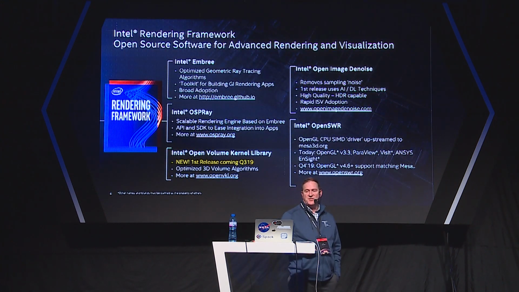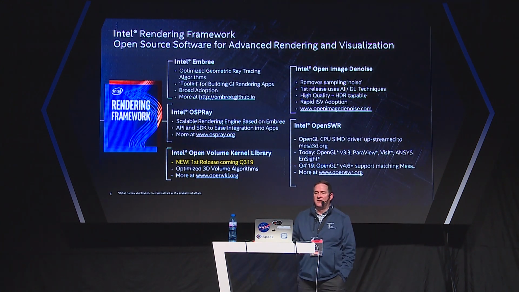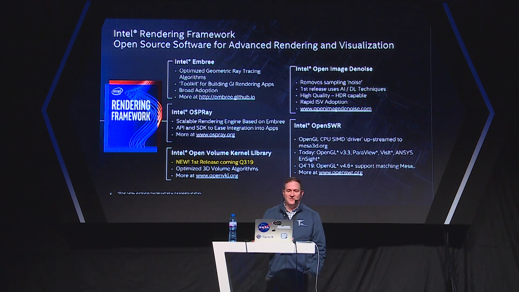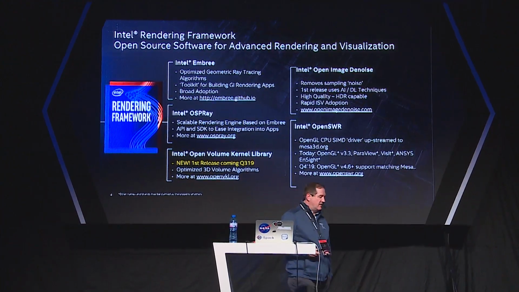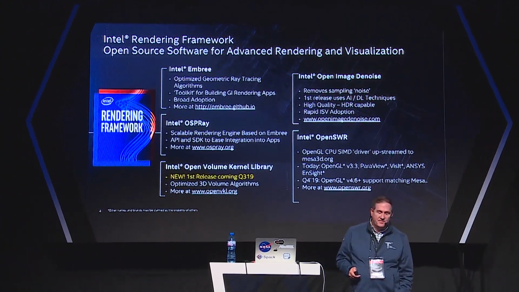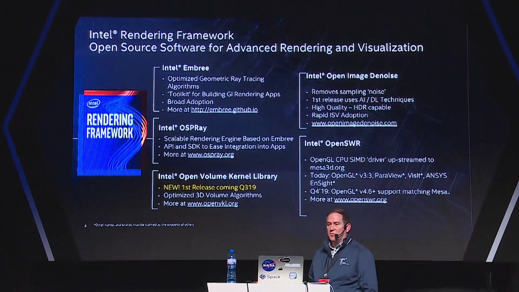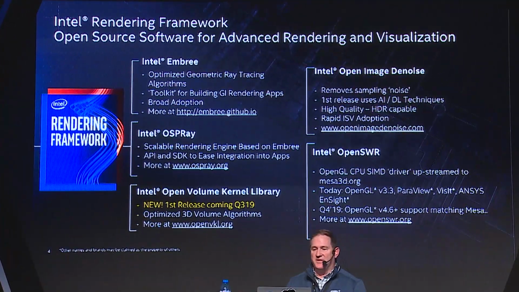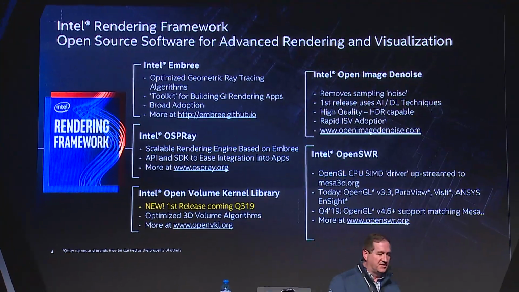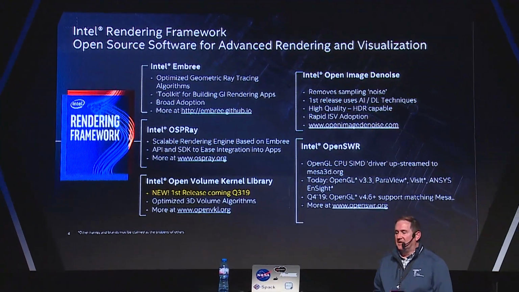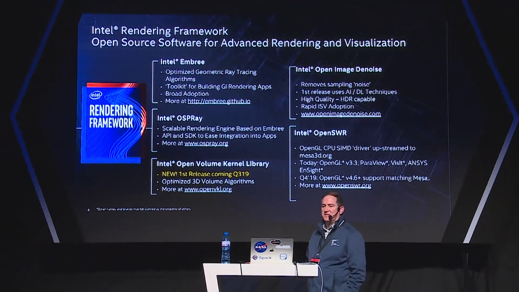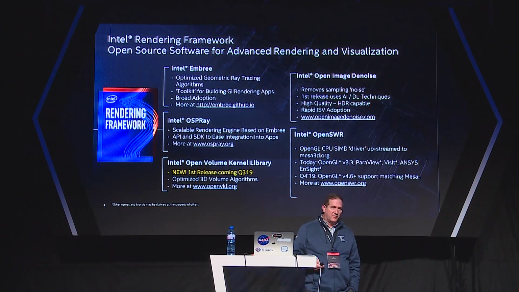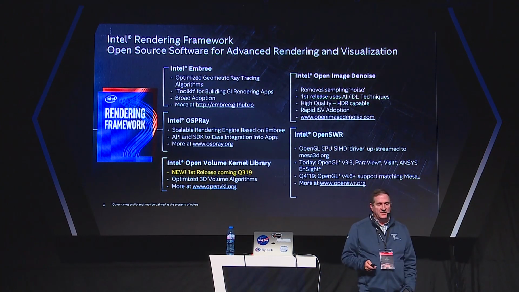This is a quick, detailed snapshot of what Intel Rendering Framework means. These are all libraries, basically. OSPRay is a little bit of a different animal, which I'll talk about a little bit more. But we have Embree, which many people in the studio industry have heard. It's an open source, high-performing, highly tuned set of geometric ray tracing algorithms, with the broadest feature functionality in the industry.